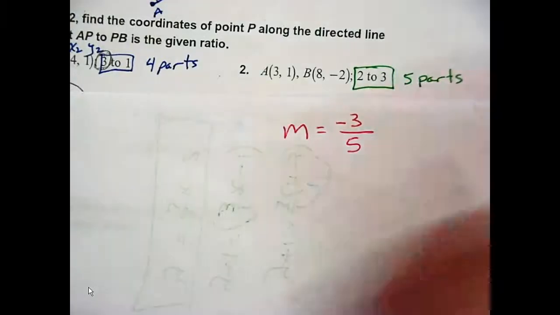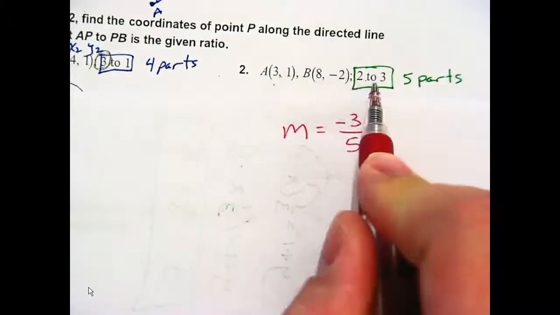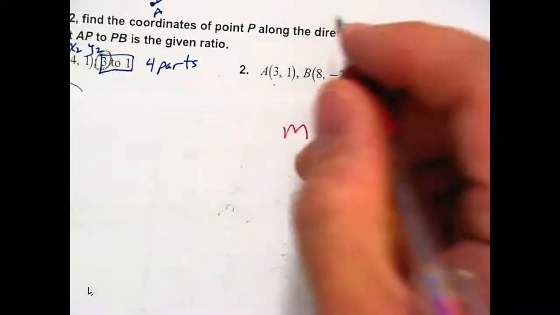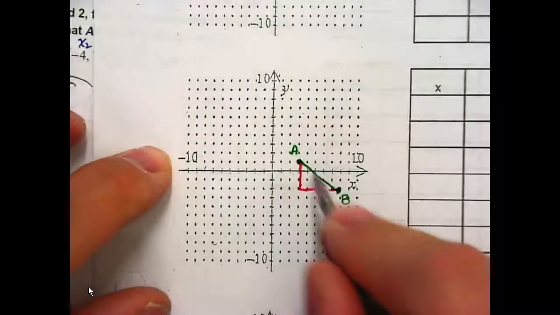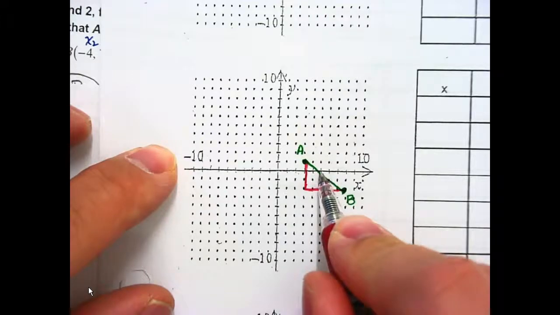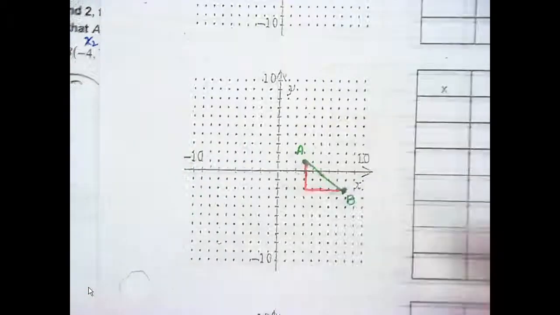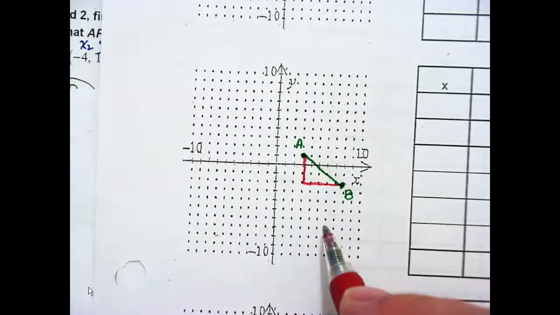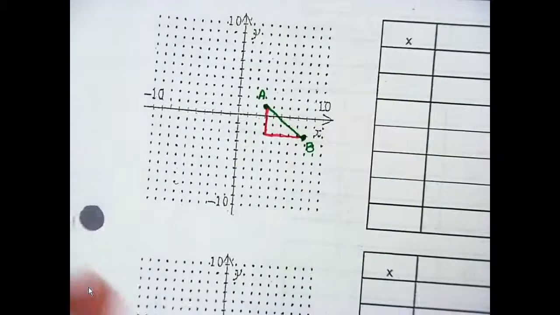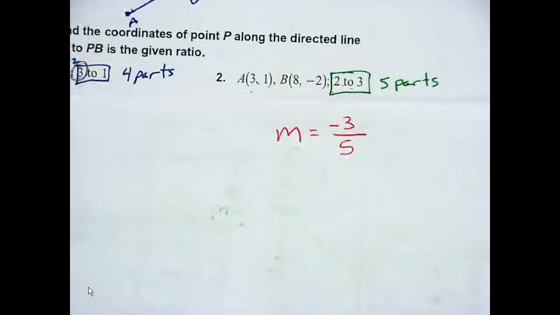Okay, now what they're saying is you want a 2 to 3 ratio. So A would be the 2, and B would be the 3. So wherever we're putting point P on this line, going from A to P is going to be a shorter distance than from P to B. We get that? Because it says a 2 to 3 ratio. If it said 3 to 2, then from A to P would be longer. All right, so we're going a 2 to 3 ratio. Tell your neighbor what you did to take that into account real quick. Okay, let's go ahead and wrap it up.